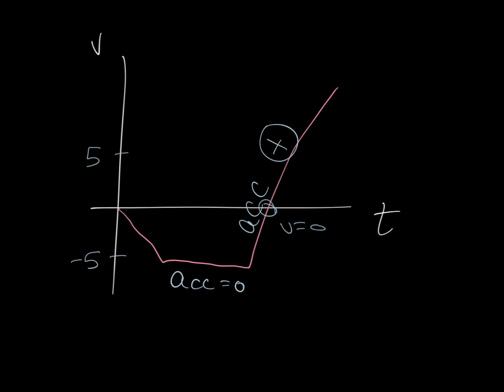What about the beginning portion? If it's becoming more and more negative, the acceleration must therefore be also negative. Also, you can look at the slope of the line. The slope is negative. Slope is 0. Slope is positive. The slope of the line is acceleration. So in this region, the acceleration is negative.